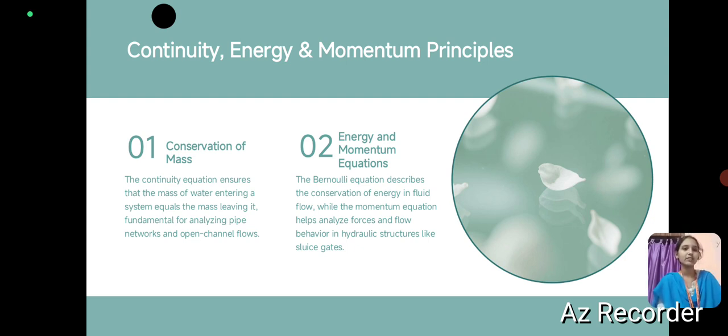The Bernoulli equation describes the conservation of energy in fluid flow, while the momentum equation helps analyze forces and flow behaviors in hydraulic structures like sluice gates.